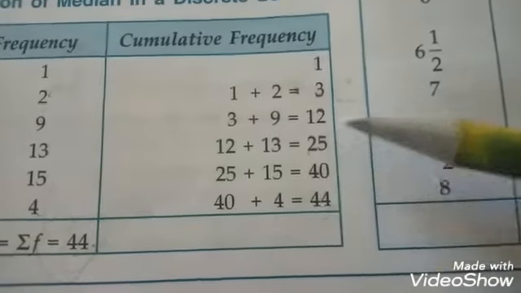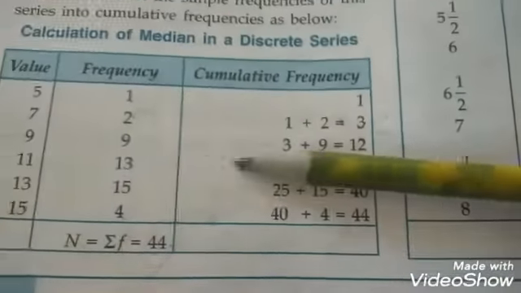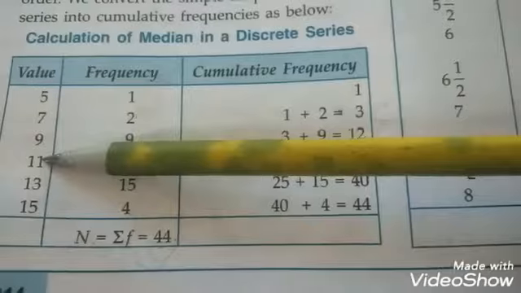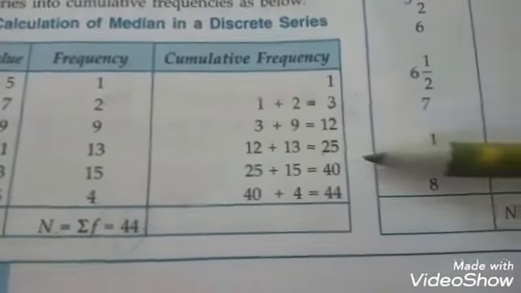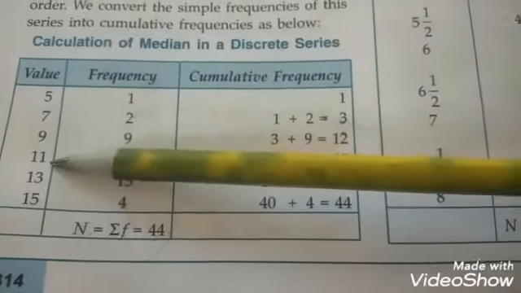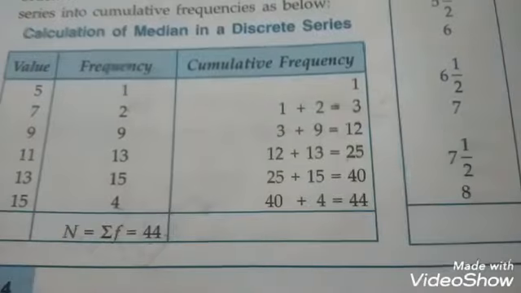So from 25 we get the median value as 11, the value which is given in front of it. 25, and from here we get 11. So our median is 11.